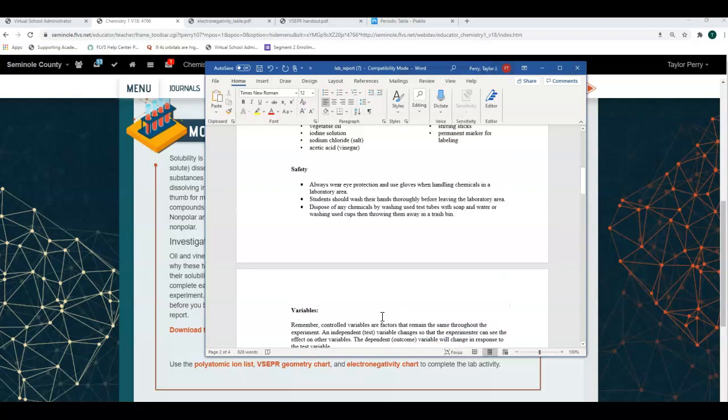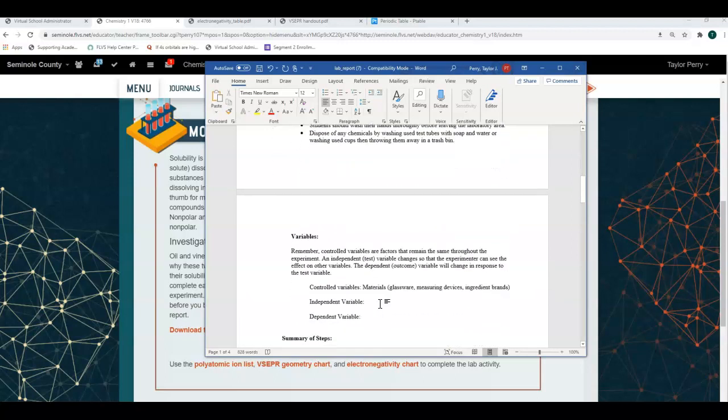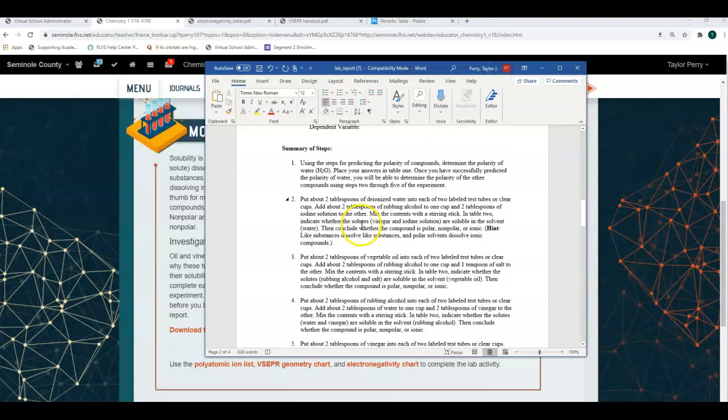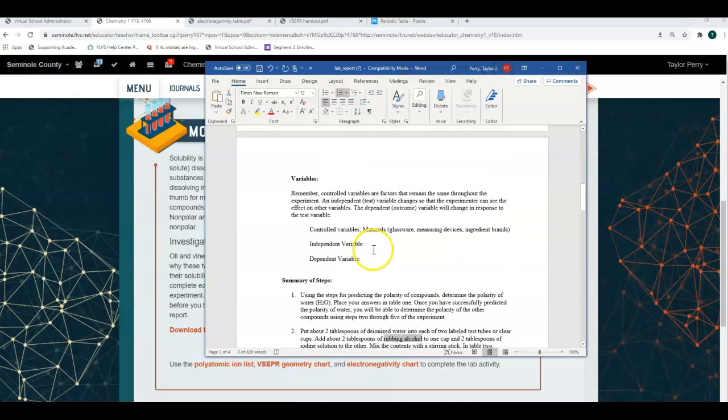For your independent variables, what you want to do is look at the summary of steps, and when you read through these steps, you're going to see that each time the thing that you're changing is the solution that you're mixing. So for instance, in this part, it says you're using deionized water and iodine solution. I'm going to have to go over this in a second because this is wrong. But the point is, the independent variable is the substances being mixed, if you want to put it simply.